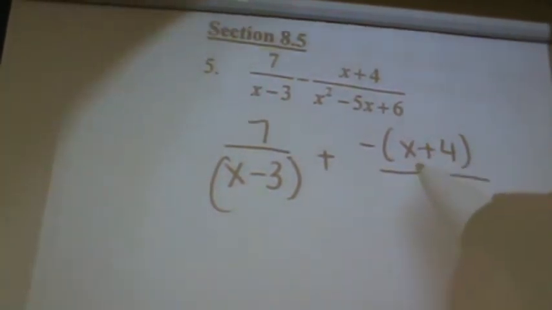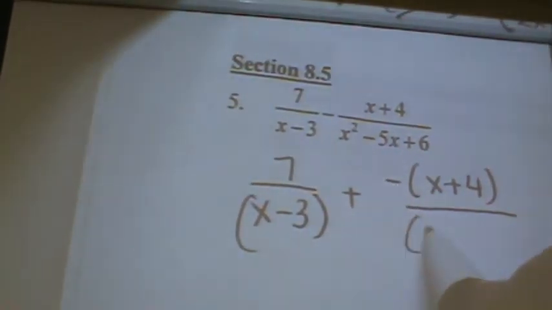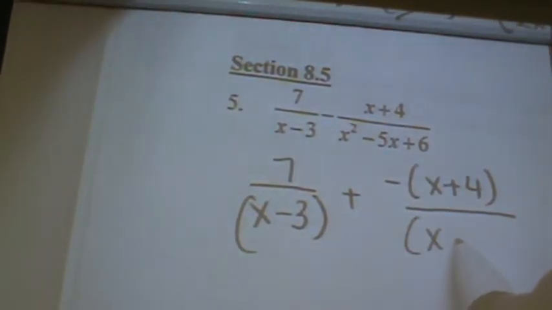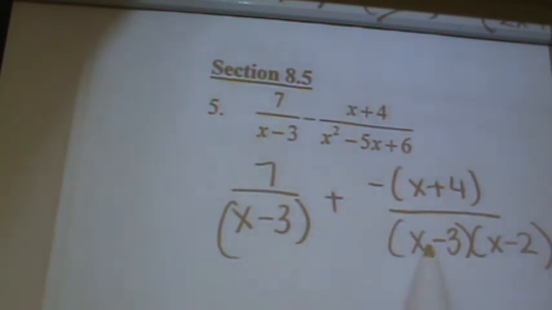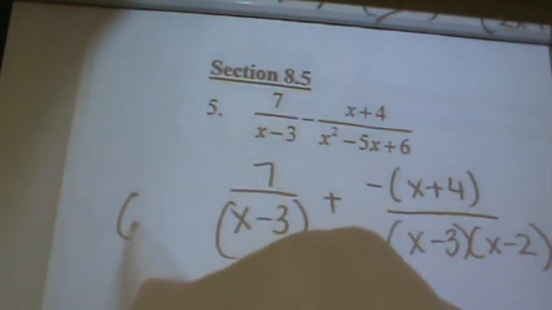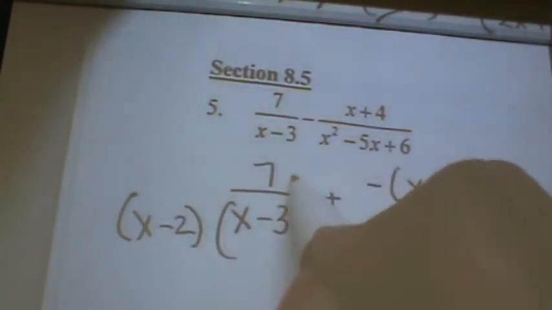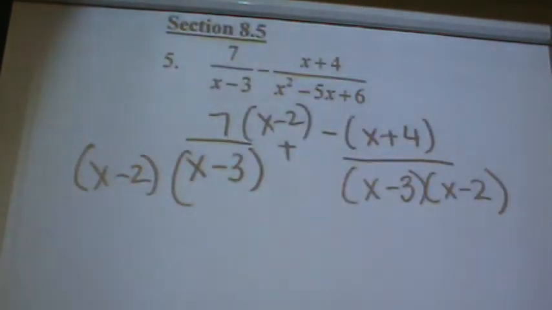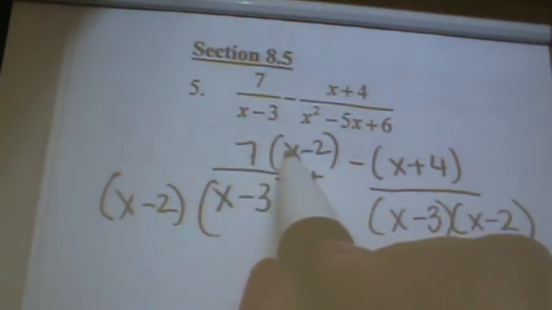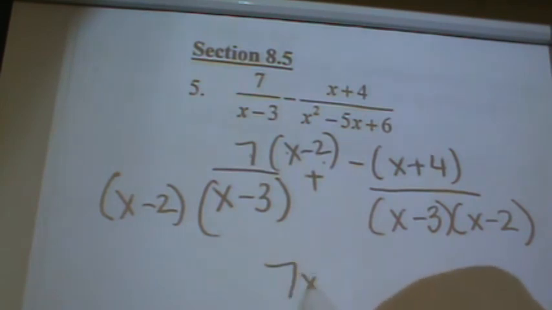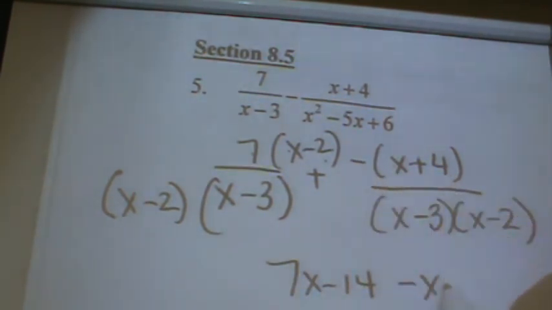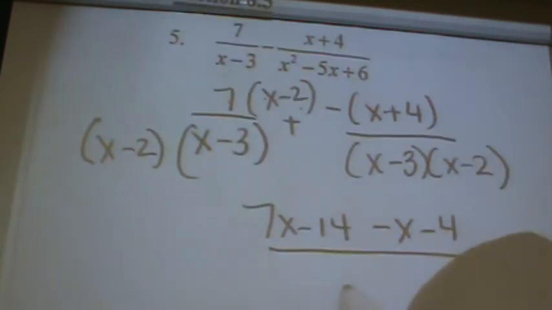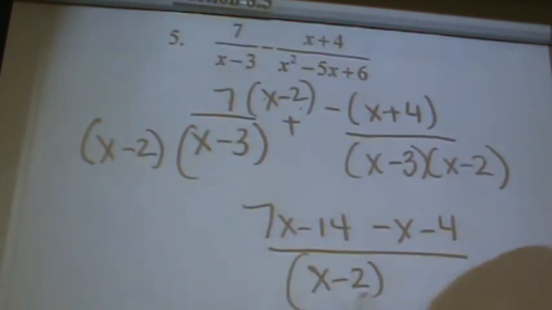Okay, so let's factor this. x minus 3, x minus 2. So what is our common denominator for both of these? We need to multiply this by x minus 2. So what you have here is 7x minus 14 minus x minus 4, all over x minus 2, x minus 3.